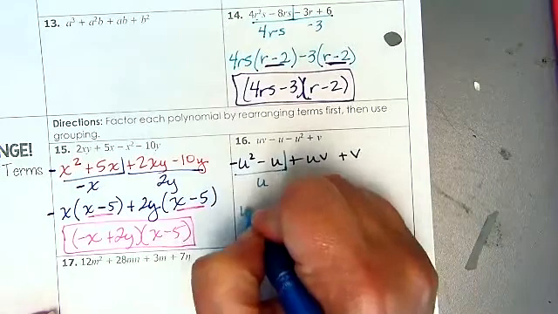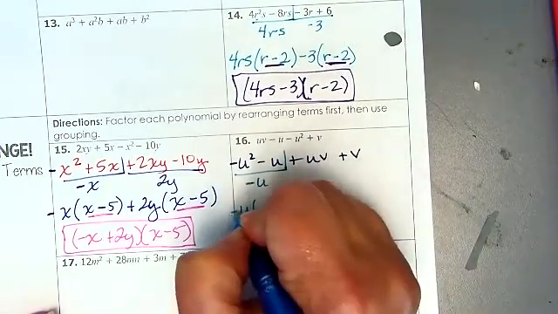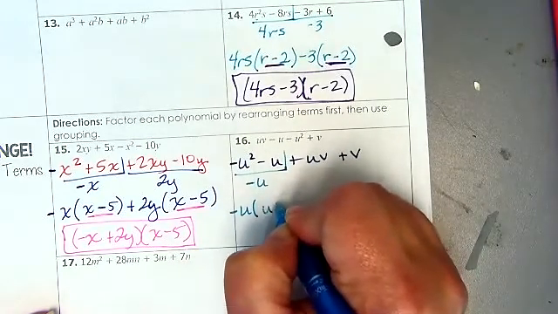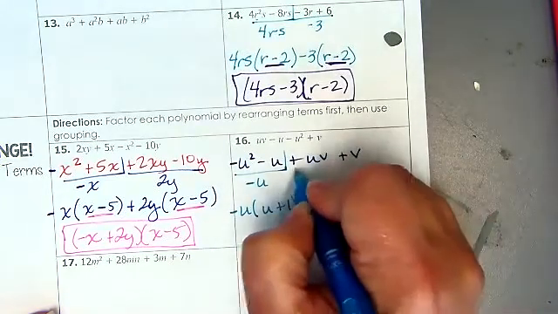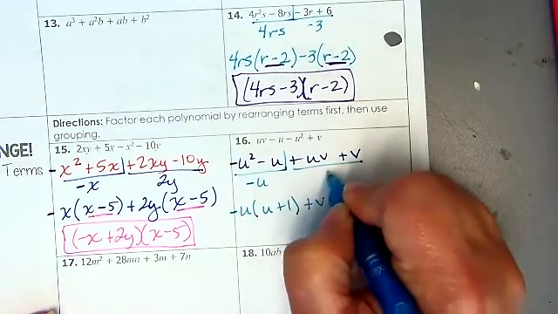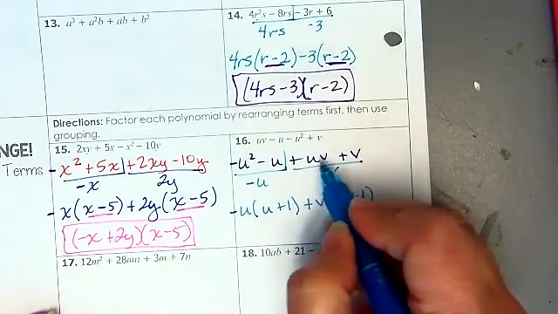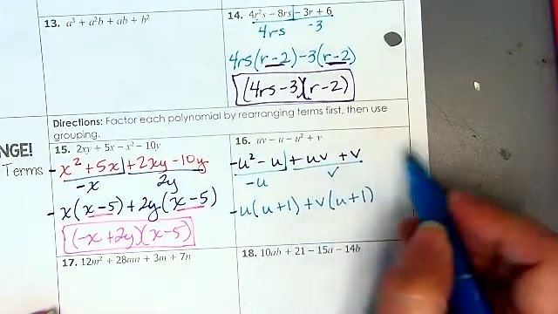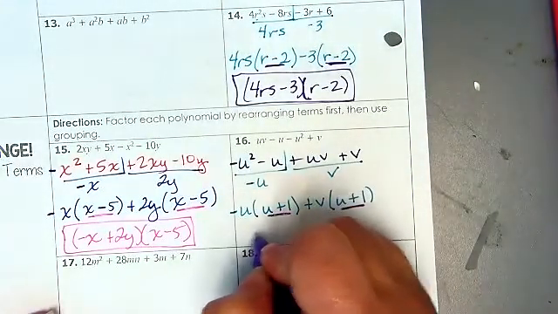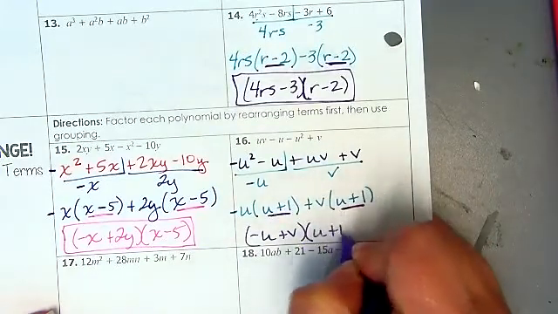First half, GCF is u, so I have u, open parentheses. I'm going to factor out a negative u, so then I'm going to have u plus 1. And then on the right-hand side, I'm factoring out a v, so I have plus v, and then I'm left with u plus 1 when I do uv divided by v and v divided by v. Oh look, I got the same inside the parentheses. So I have negative u plus v in the first set of parentheses, u plus 1 in the second set of parentheses.